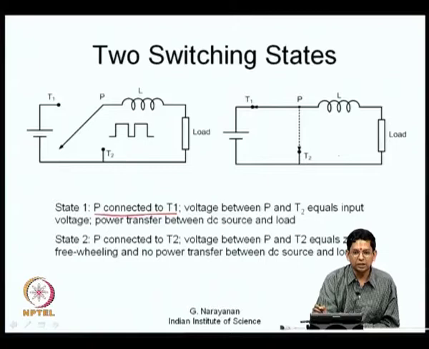We need to go a little farther from here, that is, we need to look at the other state also, and the other state is what has been indicated by a dashed line here, P to T2. When P and T2 are connected, what happens? There is no power transfer between the source and the load, and whatever is there in the load, energy is stored, a current continues to flow, this so called freewheeling mode now. So, these are the two states: pole P connected to T1, let us call that state 1, and pole P connected to T2, let us call that state 2.